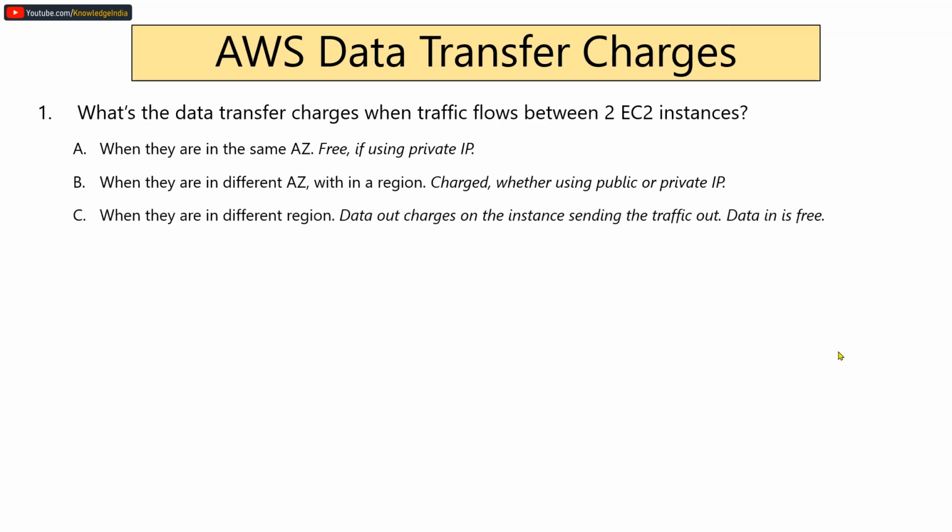The third one is when two instances are in two different regions, then what happens? On the first instance, from where data out is happening, there will be a charge. But on the other instance, where data in is happening, because it is coming from the internet, there won't be any charge. And hence the data in or transfer in will be free.